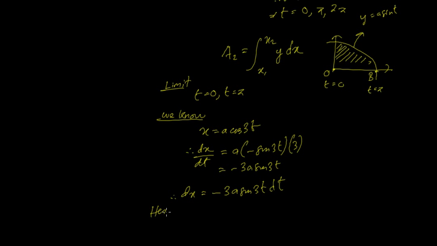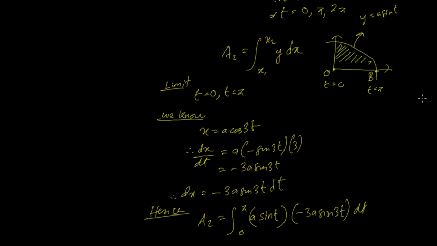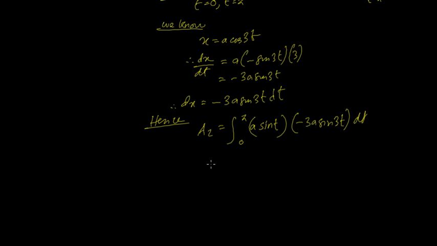Hence, let's do the substitution. Area 2 equals the integral, the limit is going to be 0 to pi, y is going to be a sine t, dx is going to be minus 3a sine 3t dt. If we simplify this, it would be 0 to pi of minus 3a squared, a into a is a squared, sine t into sine 3t.